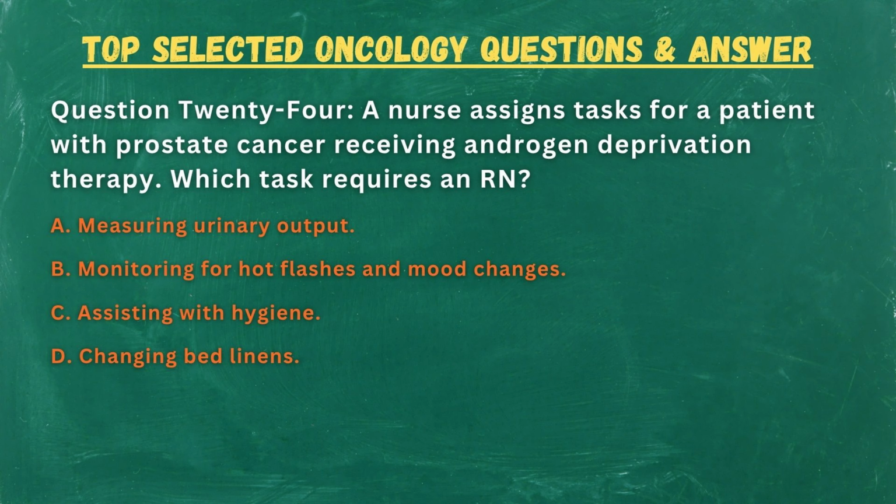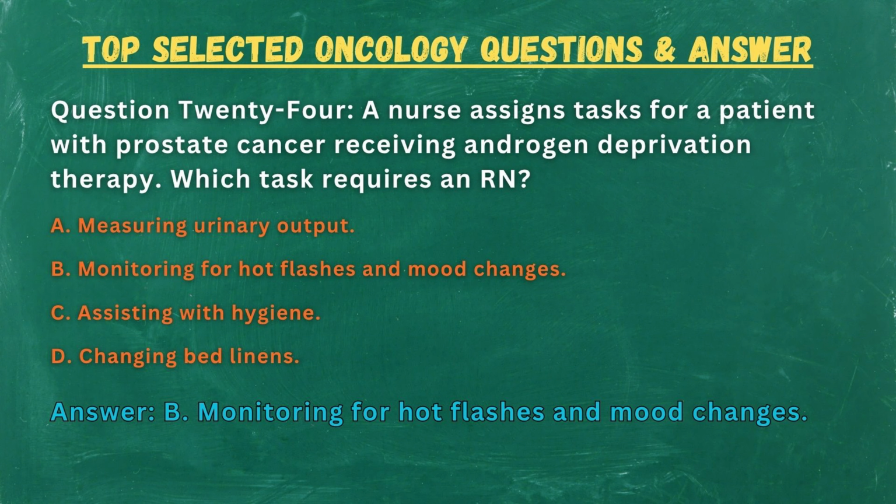Question 24. A nurse assigns tasks for a patient with prostate cancer receiving androgen deprivation therapy. Which task requires an RN? A. Measuring urinary output. B. Monitoring for hot flashes and mood changes. C. Assisting with hygiene. D. Changing bed linens. Answer: B. Monitoring for hot flashes and mood changes.